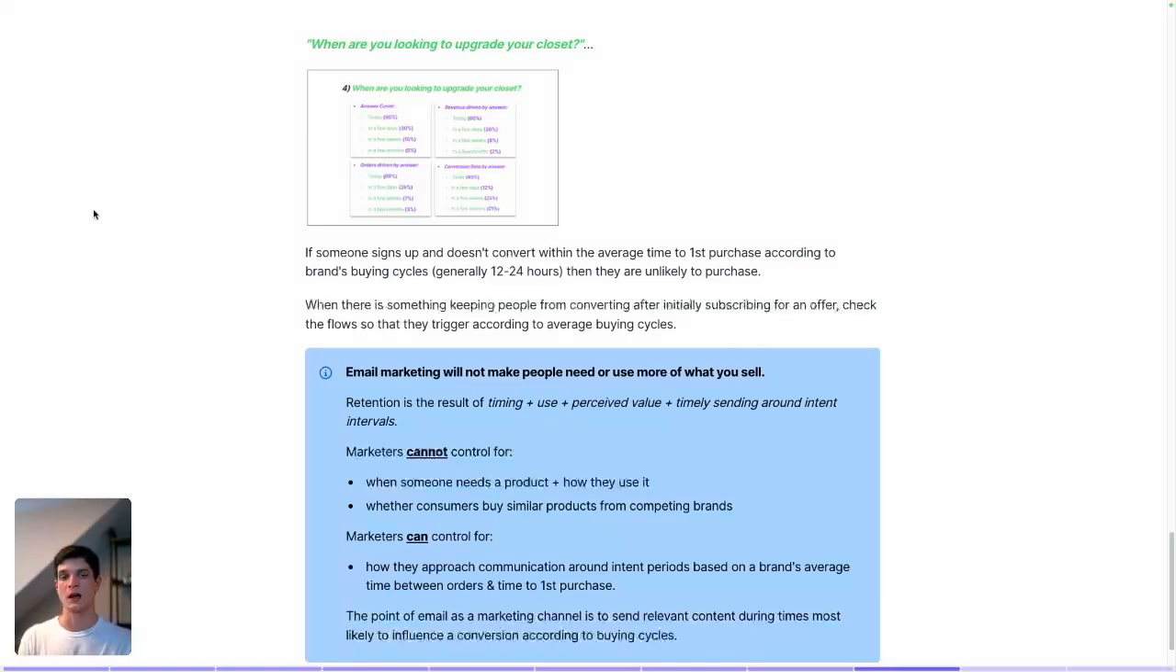So you can take a confidence interval around time to first purchase and time between orders, and then send the welcome flow according to the time to first purchase. If the majority of purchases happen within 12 to 24 hours, then there's really no reason to have a welcome flow that sends over 2 weeks. If the vast majority of people who repurchase do so within 30 days, you wouldn't want to send the re-engagement flow 60 days after. You'd want to send it at day 30 when they're most likely to consider a secondary purchase.